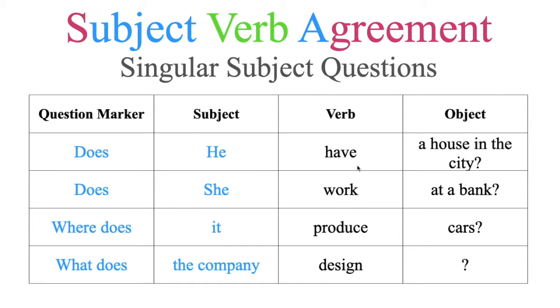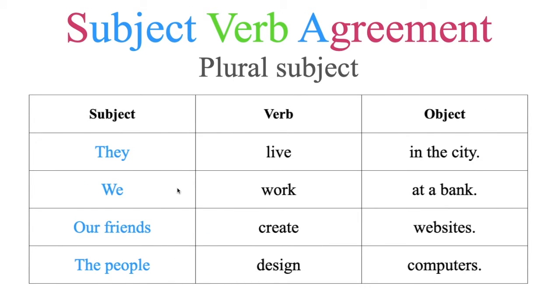Another thing that's important to remember is we use the word does. Does he, does she, or where does it? When we use the subject he, she, or it, we use the question marker does. Okay, let's move on now to plural subjects.